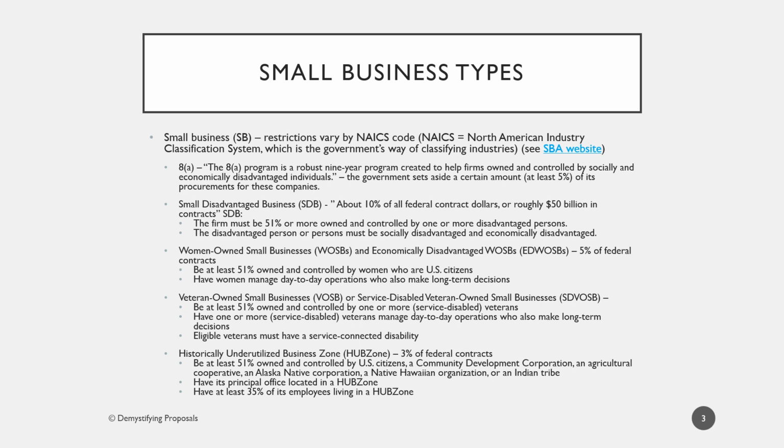Women-owned small businesses and economically disadvantaged women-owned small businesses are generally offered about 5% of federal contracts. That is, those are contracts that are set aside for women-owned small businesses or economically disadvantaged women-owned small businesses. These businesses must be at least 51% owned and controlled by women who are U.S. citizens. They must have women manage day-to-day operations who also make long-term decisions.